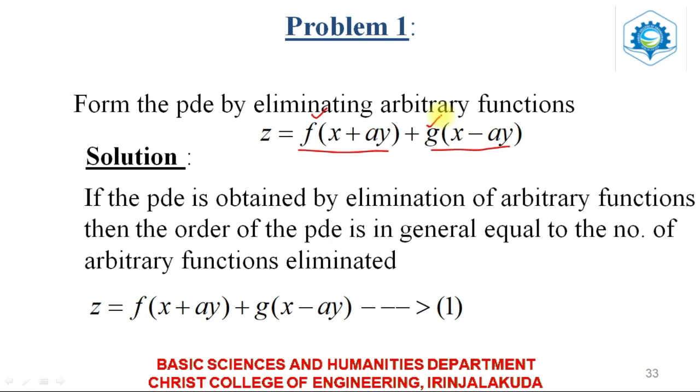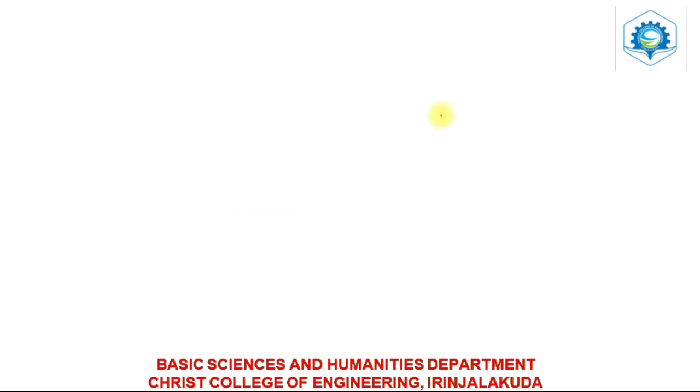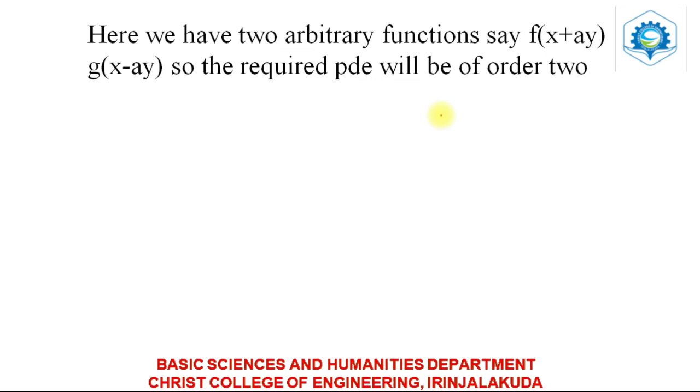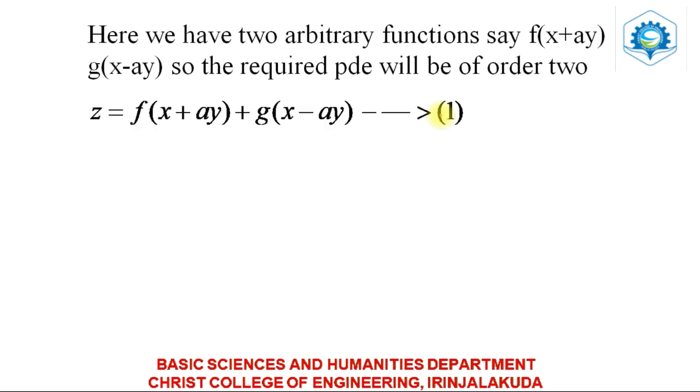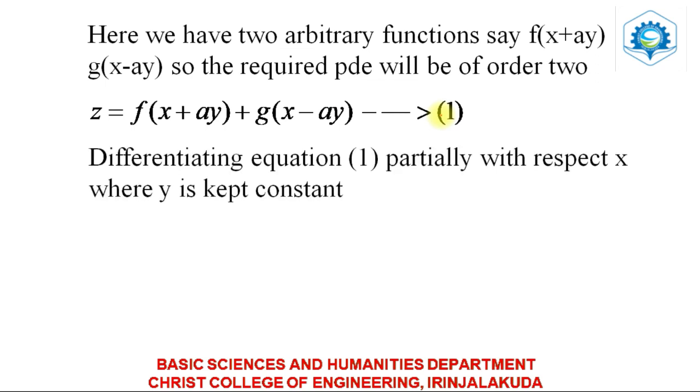Keep one thing in mind: the only aim is to eliminate f and g. There is no specific order. You may follow any order as you wish. Let us first find the corresponding derivatives. We have two arbitrary functions, so the required PDE will be of order 2. Consider the given equation. First of all, we will differentiate this equation with respect to x.